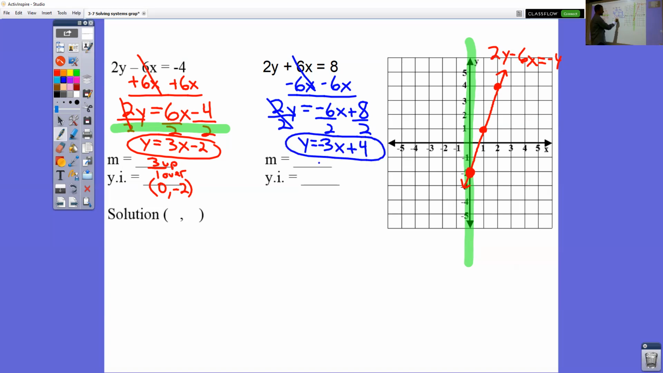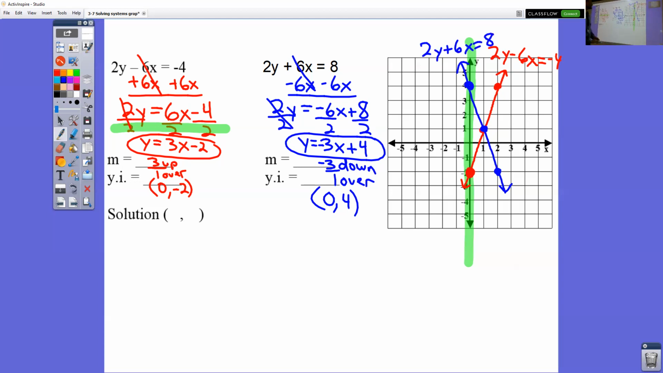Negative 3 is my slope, so negative 3 over 1. That really means down 3 over 1. And my y-intercept is 0, comma 4. So 0, comma 4 is right here. That first dot is always on that y-axis. Down 3 over 1 to the right. We always go over to the right. Down 3 over 1. We have this picture. Put my arrows on the ends of my line and label my line.